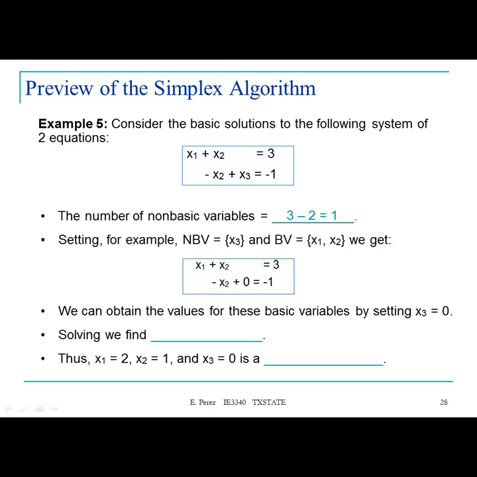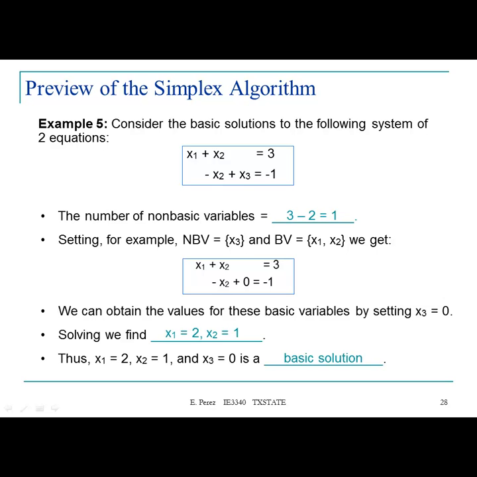So we can obtain this value from these basic variables by setting x3 equals 0, solving, we find x1 equals 2 and x2 equals 1. By simply making the non-basic variable x3 equal 0, we can find a solution for x1 and x2. And that gives us our first basic solution.